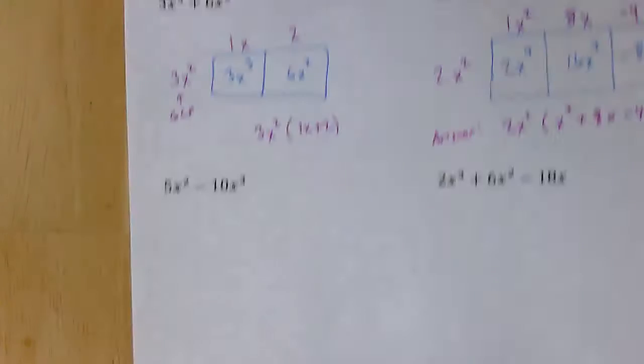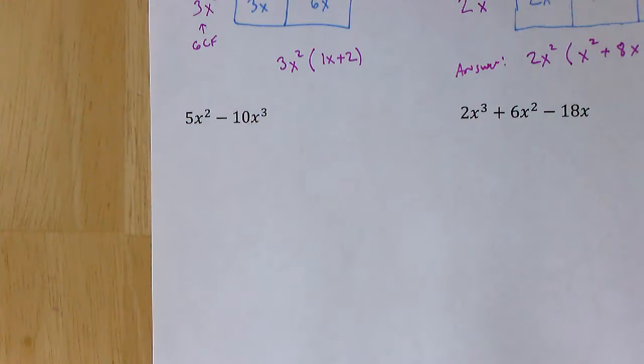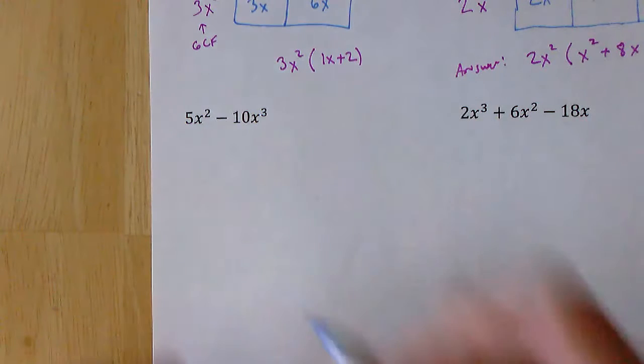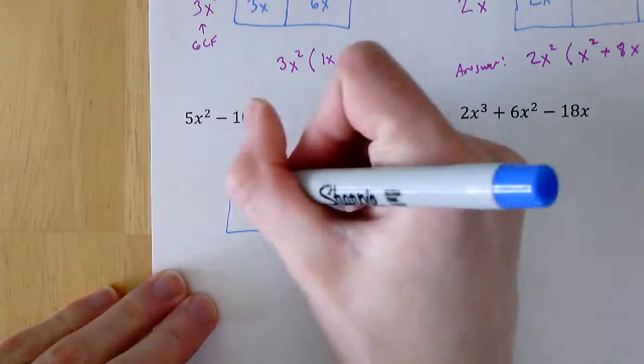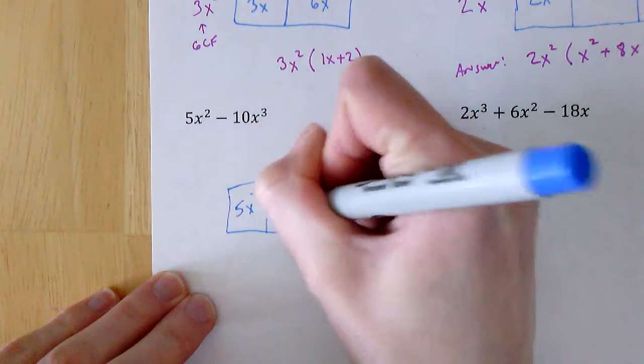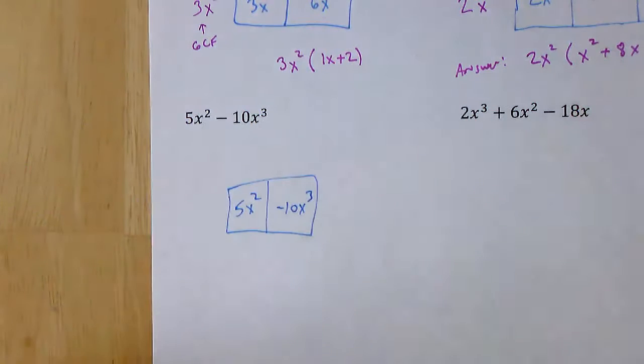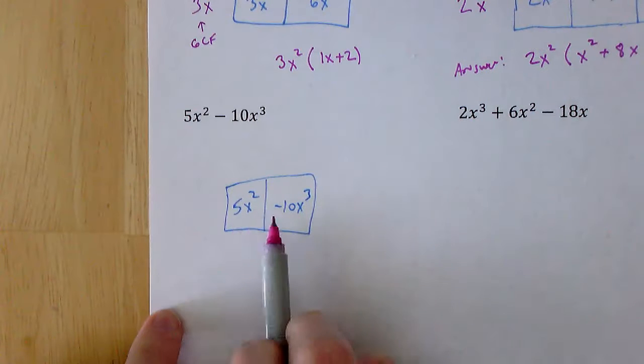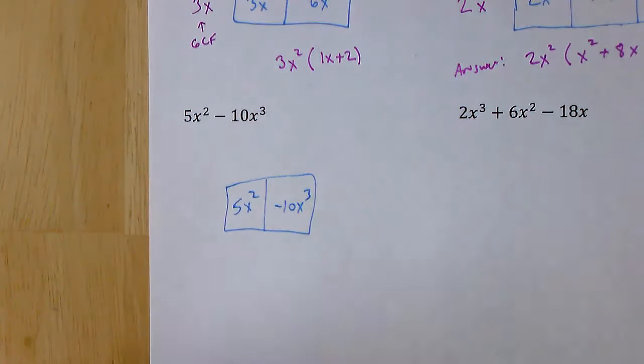All right, let's try it again with this guy down here. So again, I want to set up my boxes. I only need 2 of them because there's only 2 terms here. Putting this stuff on the inside. And then I want to see if I can find my common factors. So I'm looking for what number will evenly go into 5 and -10. And I want the biggest number that works. So I think that's 5 for this one.